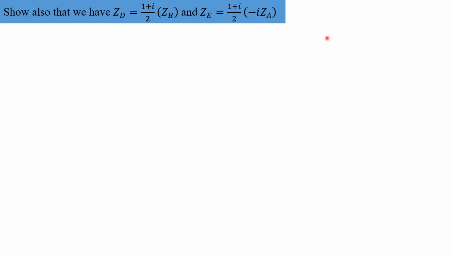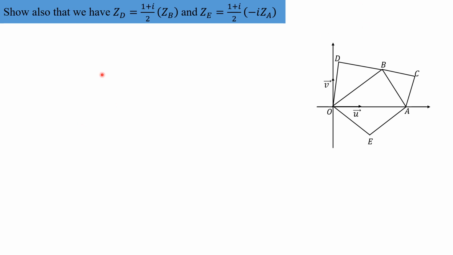Alright, the next part of the question is asking us to show also that we have ZD equal to 1 plus I divided by 2 into ZB, and ZE equal to 1 plus I divided by 2 into negative I ZA. Alright, so this is a figure that we are interested in, the piece of land of Kasim. We constructed this in the previous question. Now this is the representation of all rotations in the complex plane.